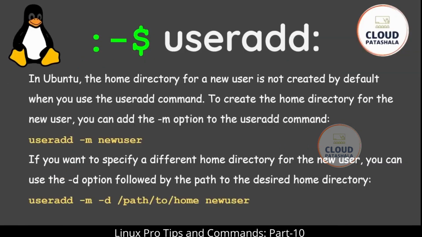In Ubuntu, the home directory for the new user is not created by default when you use the useradd command to create the user. To create a home directory for the new user, you can add the flag -m to the useradd command to get it created: useradd -m newuser. If you want to specify a different home directory for the new user, you can use the flag -d with -m to specify a particular home directory for the user.